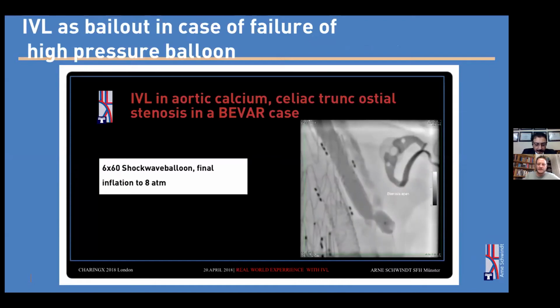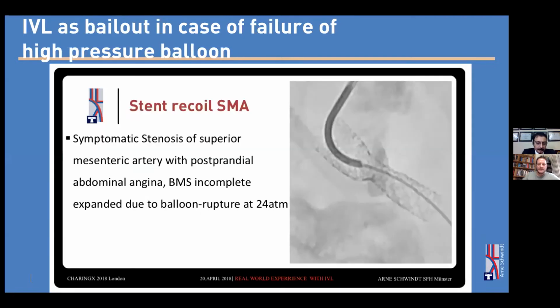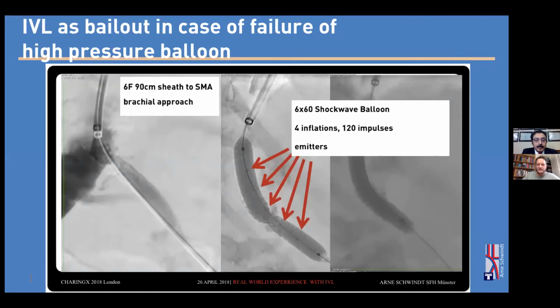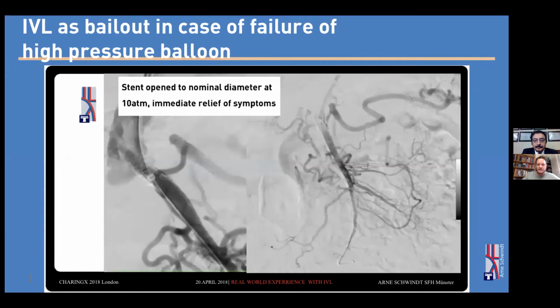Here you see in the end, after applying quite a lot of pulses, I think over 200, how the calcium opens when the balloon is open to 8 atmospheres. And note, a high pressure balloon failed here to open this. Here is another case, stent recoil in the superior mesenteric artery. High pressure did not open that, and the balloon ruptured. After IVL, we were able to open the stent and restore flow to the mesenteric artery.